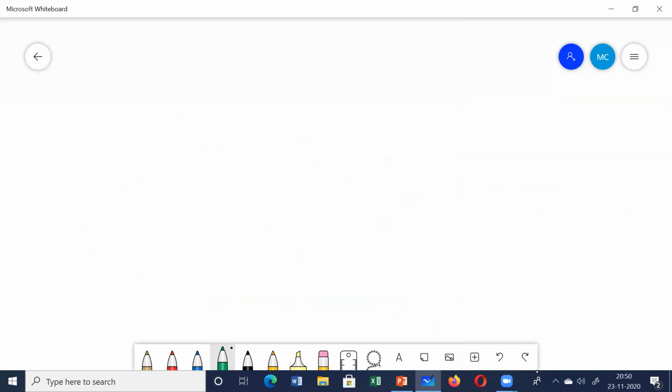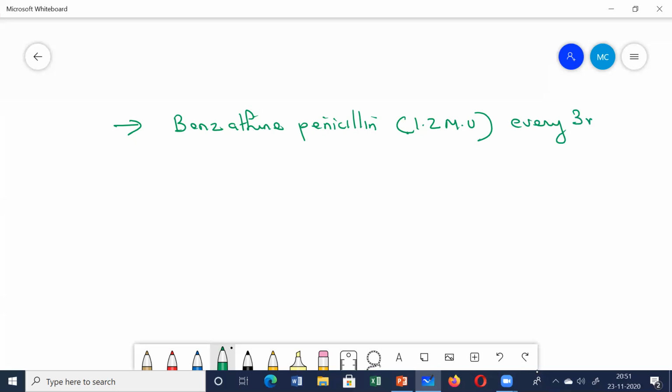The most preferred prophylaxis is intramuscular injection of benzathine penicillin. This is the most effective and the most preferred prophylaxis. Benzathine penicillin is given at 1.2 million units intramuscularly every 3 weeks. Oral penicillin, you must have learned about oral penicillins also. Oral penicillin V is less effective than benzathine penicillin. It is usually given 500 mg twice a day, but it is less effective than the intramuscular one. This is given by the intramuscular route, and this is given by the oral route.